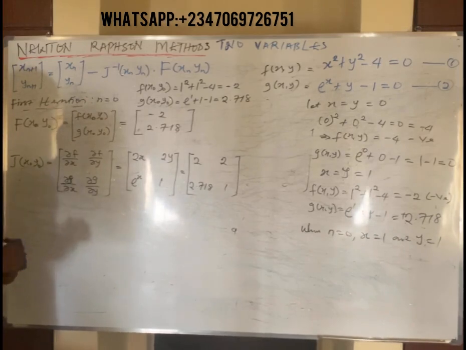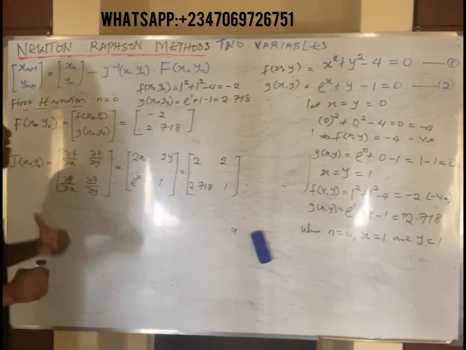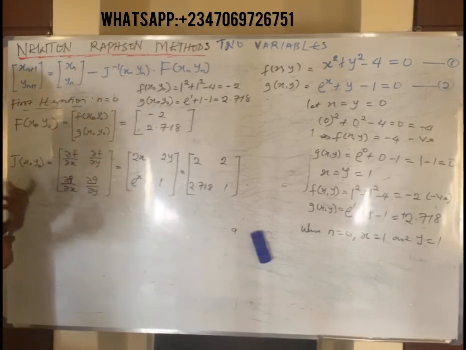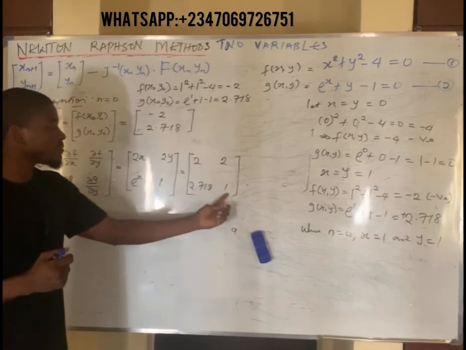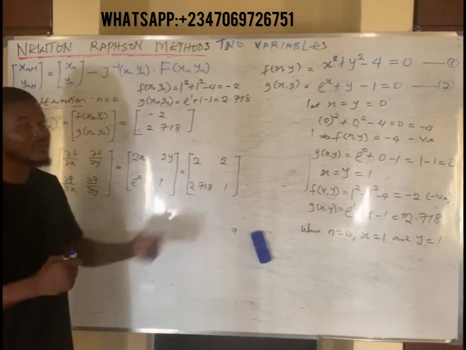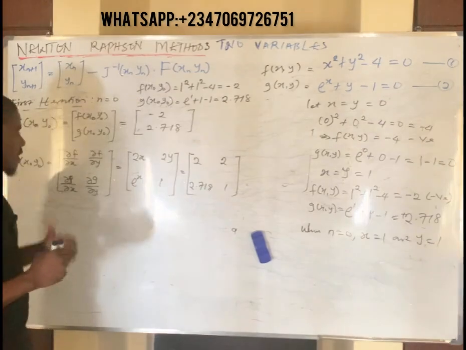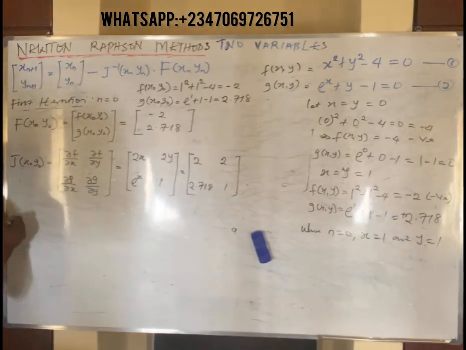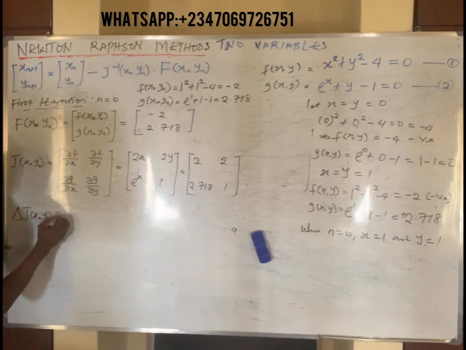Equation, right? Now, after obtaining the Jacobian, the next thing to do is to find the determinant of the Jacobian. When you obtain the determinant of the Jacobian, you use it to multiply by the transpose of the major diagonal of the Jacobian and then negating the minor diagonal. It's as simple as that. That gives you your what? Jacobian inverse. So let's do this and see. We now find the determinant delta of Jacobian x0, y0. We find the determinant of that matrix.